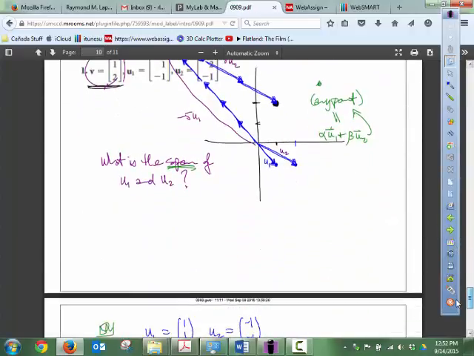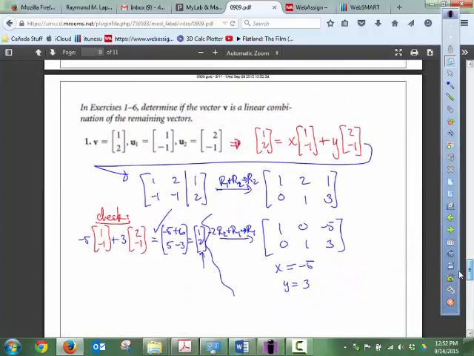If we have two vectors. So in our last example, we wanted to know if V was in a span of U1 and U2. And so we found out that it was in fact in the span by letting some constants x equal to -5 and y equal to +3. And if we did that, the linear combination of U1 and U2 would get us V.